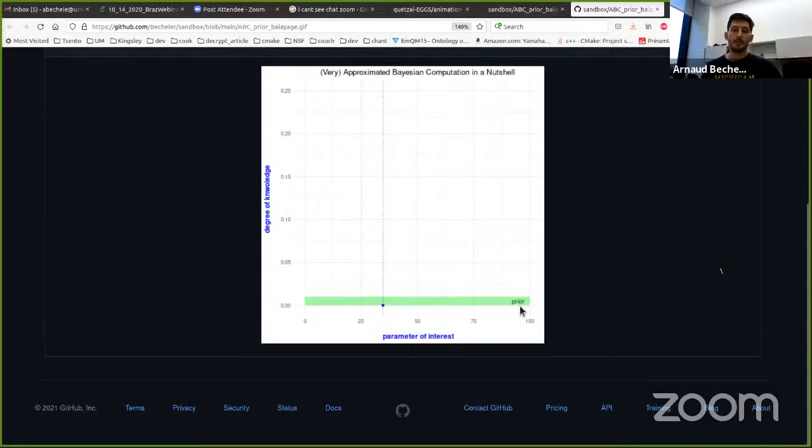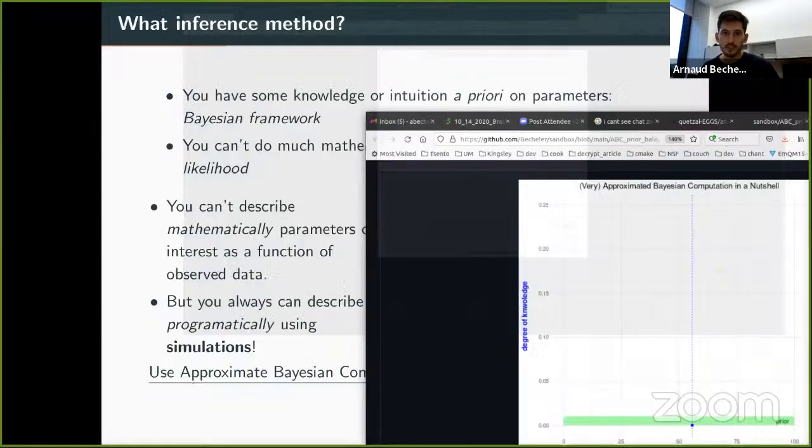The ABC method will use your simulation tool, your simulator, to randomly pick one parameter value in this prior distribution and simulate some data. So at the end of the ABC, you will have a huge collection of sampled parameters, each coupled with one output value. And we will see what to do with that. So return to the presentation.